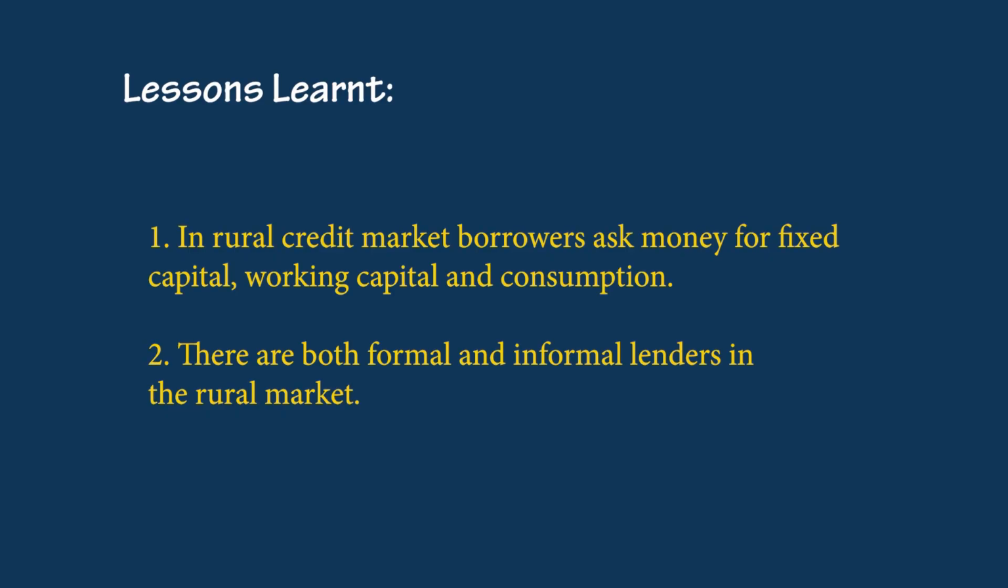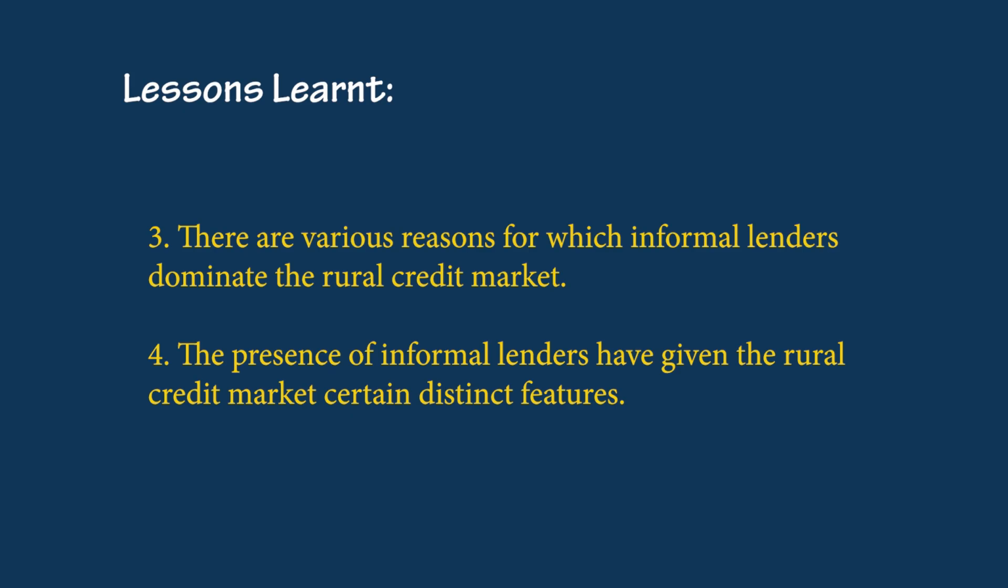So from this discussion, we learn certain things. First, in the rural credit market, borrowers ask for money for fixed capital, working capital, or for consumption. There are both formal and informal lenders in the rural market, but there are various reasons for which the informal lenders dominate the rural credit market. The presence of informal lenders has given the rural credit market certain distinct features.